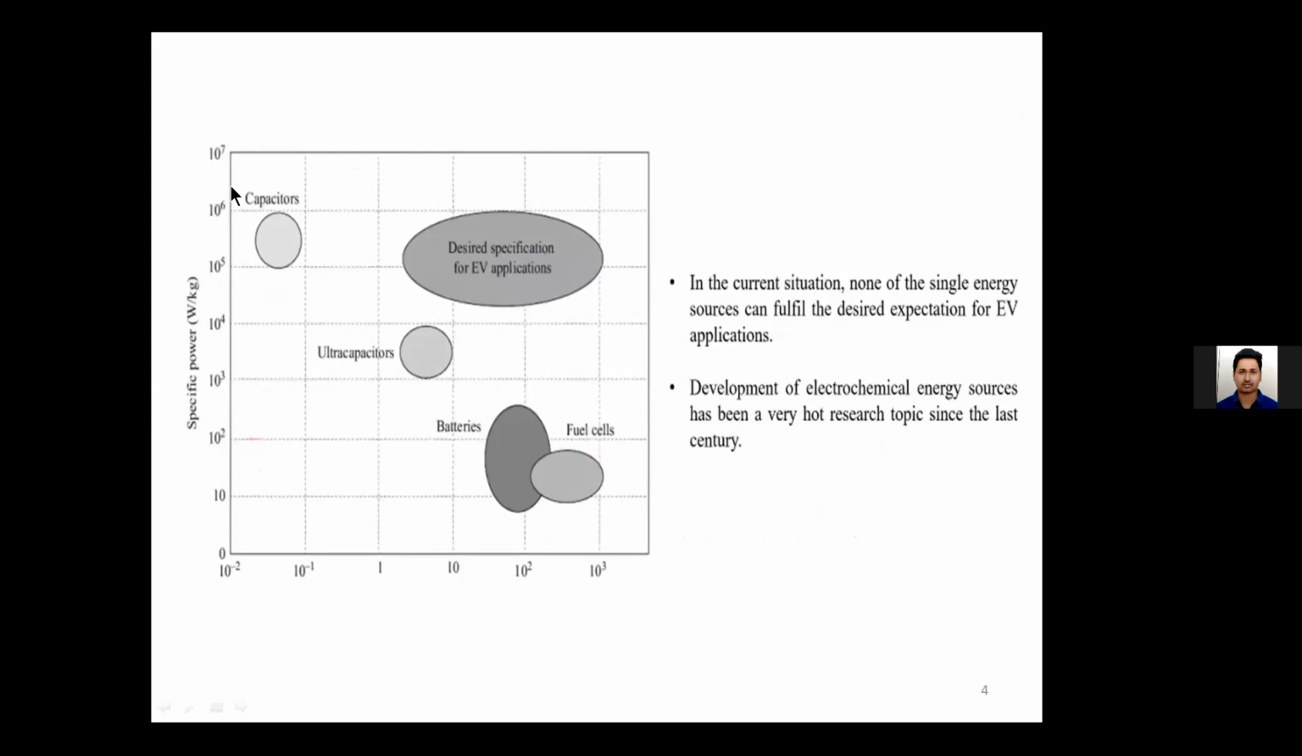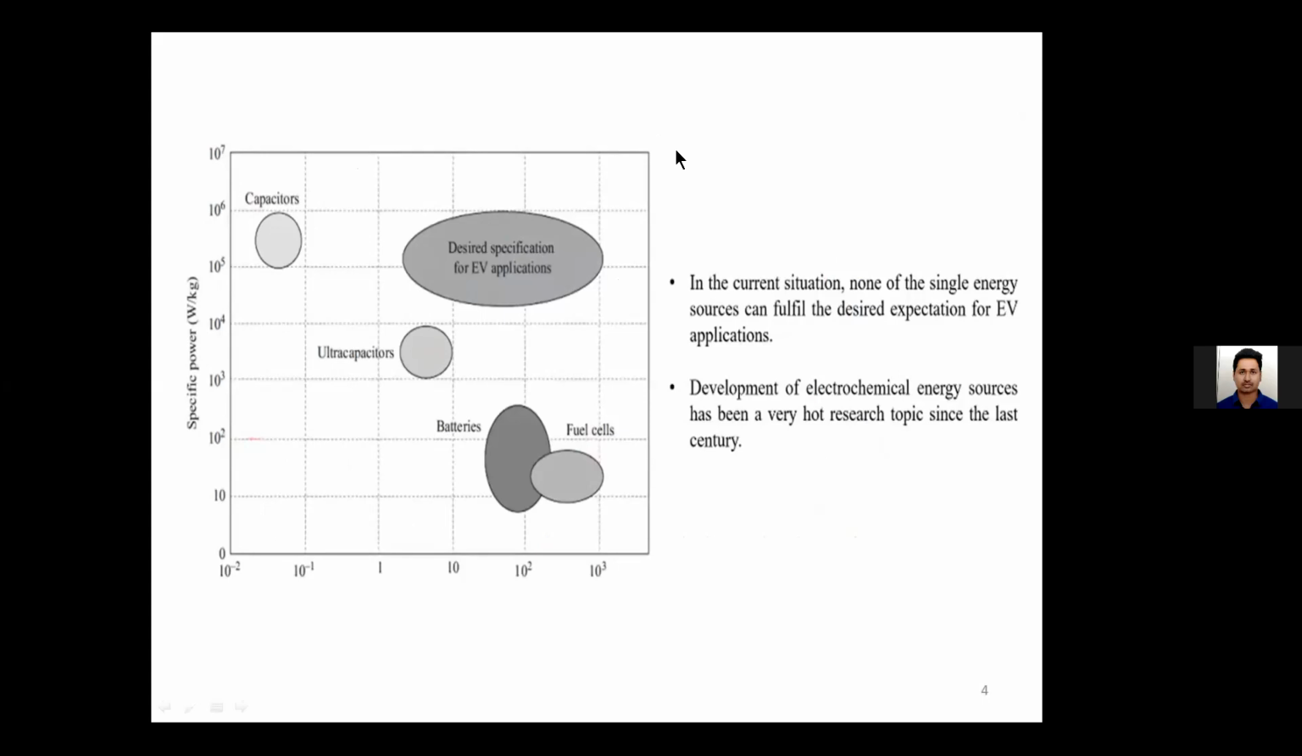So here, this particular picture depicts the power and energy density of various sources like batteries, fuel cells, ultra capacitors. Here we have not mentioned gasoline, diesel, and petrol, but their density is somewhat higher when you compare with this. So this is the desired specification of EV applications. Here you can observe the power density of gasoline. It will be something around here.